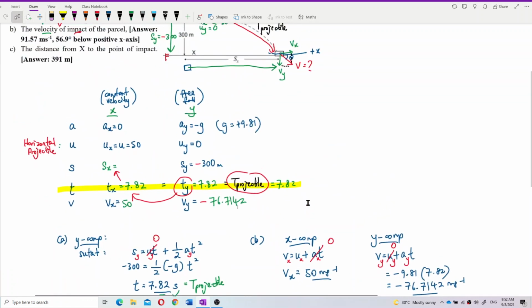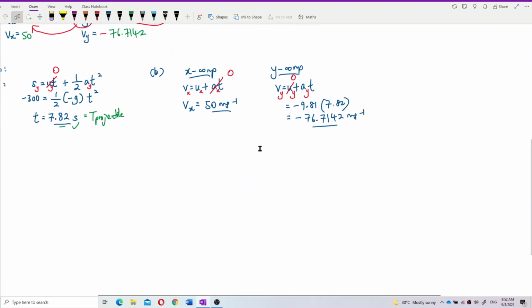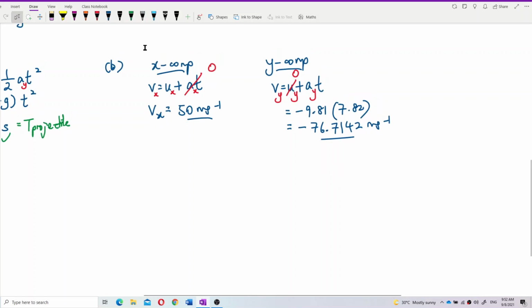So now we want to find V. Look at this Vx and Vy. Vx is a positive value, but Vy is a negative value. That means Vx is going to the right. The Vx component is horizontal and positive is going to the right. This is a positive 50. And then Vy is negative. The y component is vertical. Negative means going downward. So this is a negative 76.7142. Just put it over here.